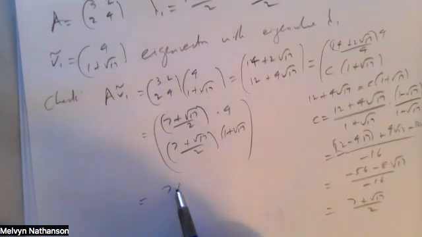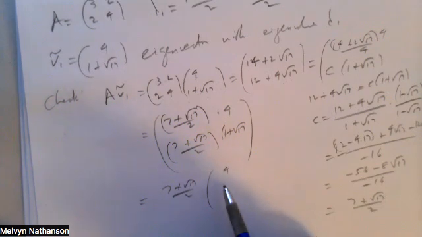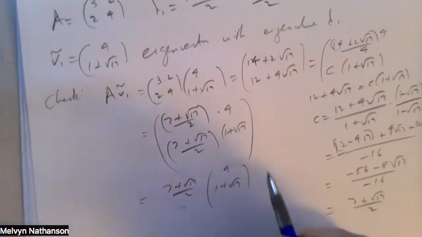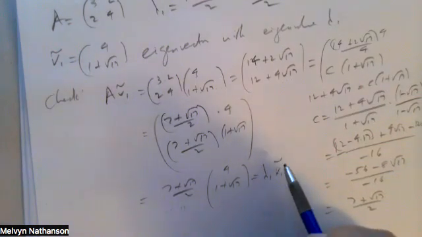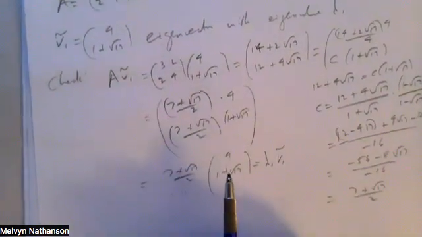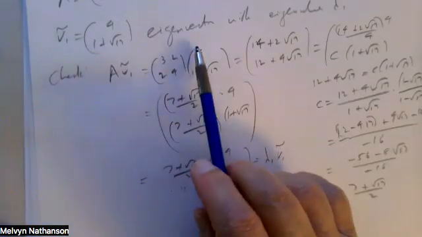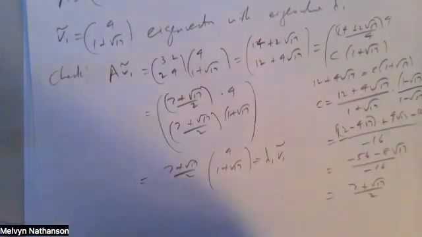So this is just 7 plus root 17 over 2 times the vector 4, 1 plus root 17. This is exactly that first eigenvalue, lambda 1, and this is v1 tilde. So this is a check that this vector v1 tilde is an eigenvector for this matrix with eigenvalue lambda 1.